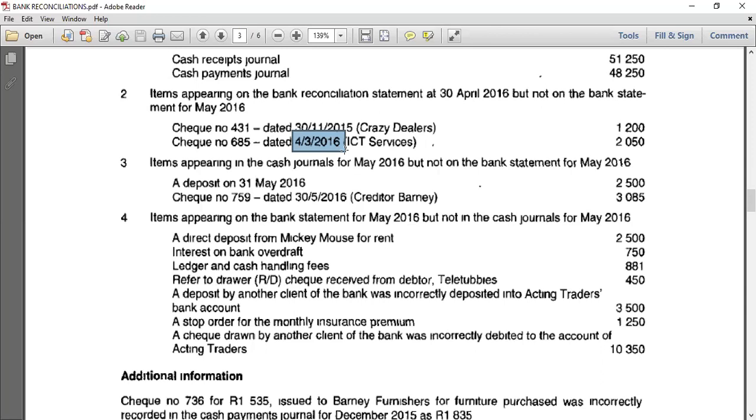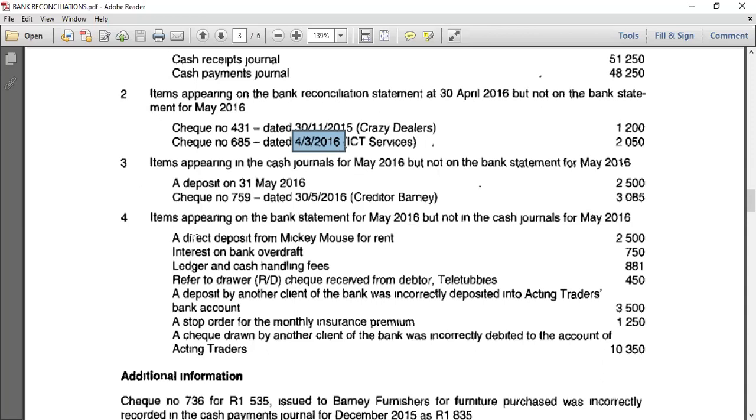Number 4, items appearing on the bank statement for May but not in the cash journals. If an item is on the bank statement but not in the cash journal, we have to record it in the cash journal, unless it is an error made by the bank.